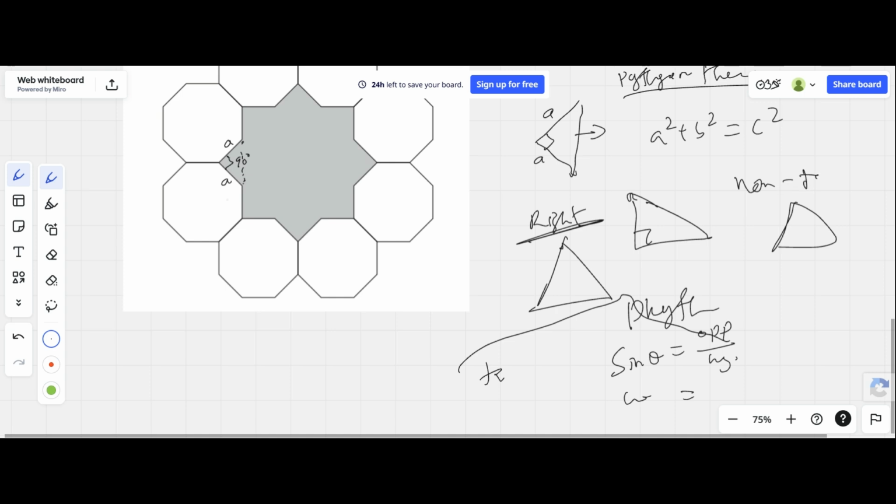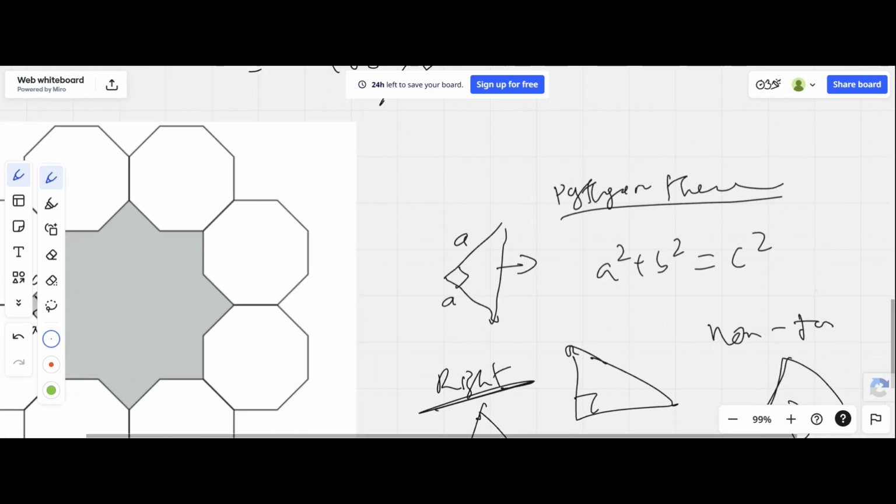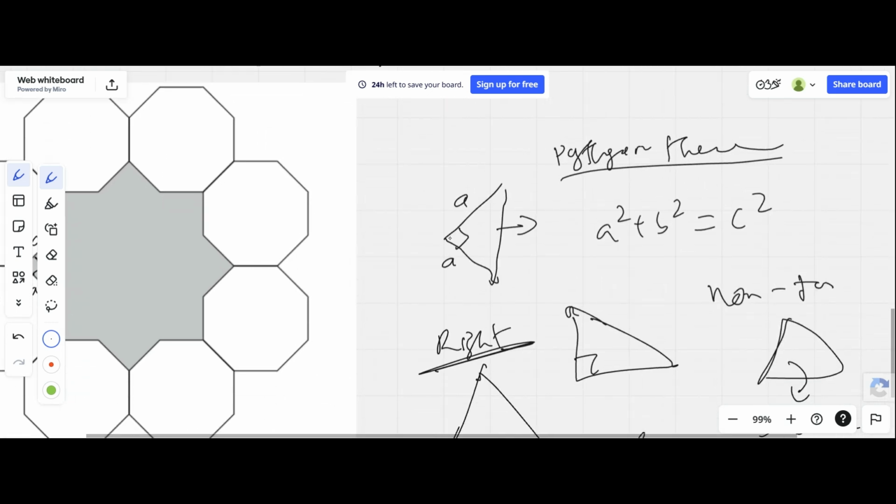If it is a non-right angle triangle, then you have to use the sine rule or cosine rule. Those kinds of theorems we have to use. Here it is simple. It is 90 degrees, so we can easily use Pythagoras.